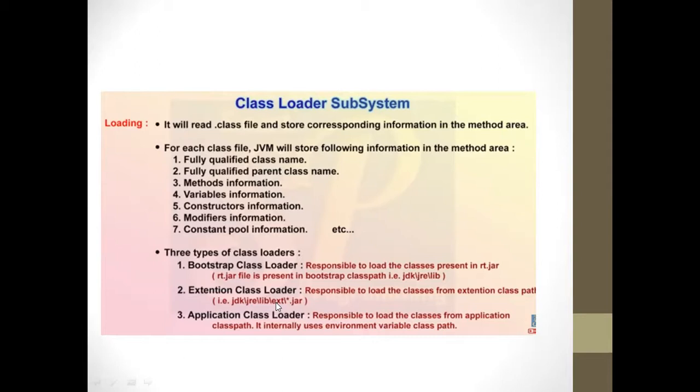The last one is the application class loader, which is required to load the classes from the application class file. It internally uses the environment variable classpath. Whatever environment variables we define, we will be using in this application class loader. We will not go into so much detail, but meanwhile just understand that the first thing you require is to load the required class file. While loading all those class files, the JVM will store each and every one of the following types of data, and everything will be stored in the method area.